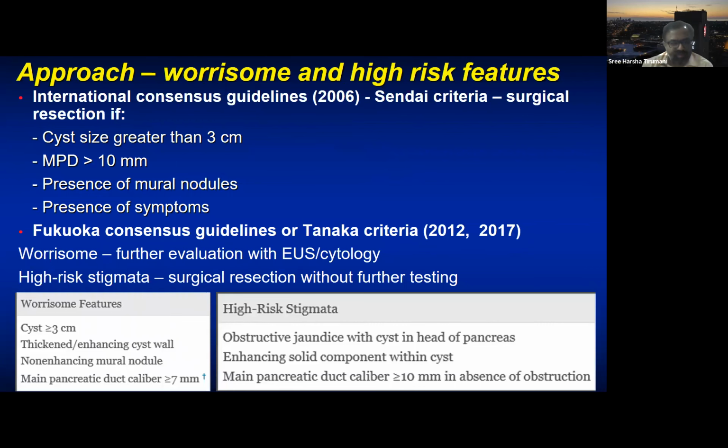Now, this is again a busy slide, but there's a lot of history to this slide. As I mentioned in the beginning of the talk, the Sendai criteria were proposed in 2006. Now, as I mentioned, the Sendai criteria were basically a way for surgeons to make a case for them to operate. So what happened was they came up with a few criteria which they thought, when present in a cystic lesion, is an absolute indication for surgery.